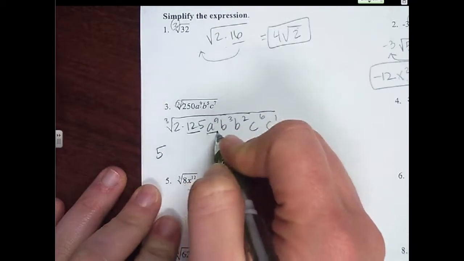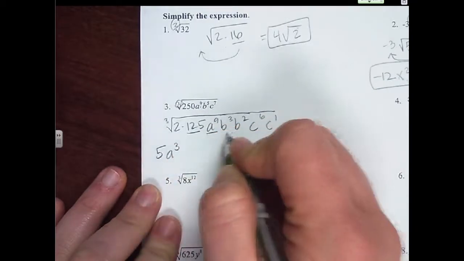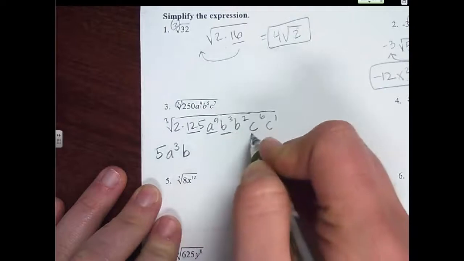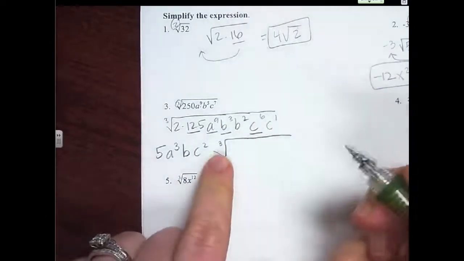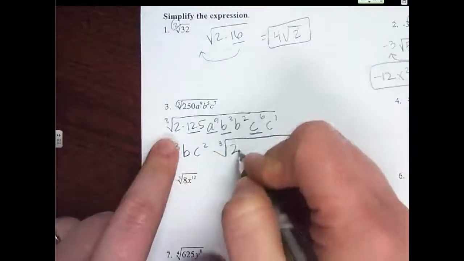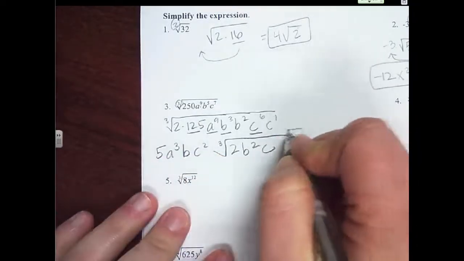I'm going to divide this one. 9 divided by 3 is 3. 3 divided by 3 is 1. And 6 divided by 3 is 2. So on the inside, remember to still put your little 3 here. I have a 2, I have a b2, and I have a c.